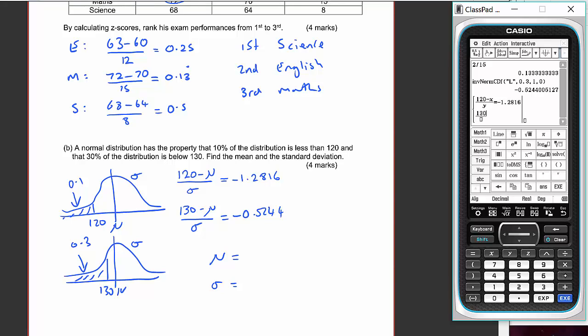130 take away x over y, and that would be equal to negative 0.5244, and we need to tell it here that we are solving for x and y, and then we get the mean is 136.9 and sigma, let's call that 13.21.